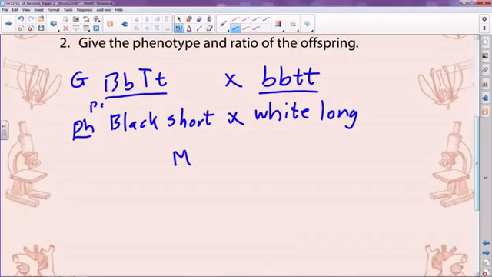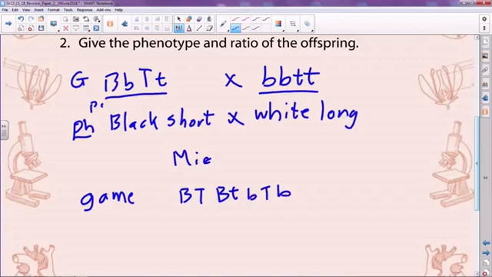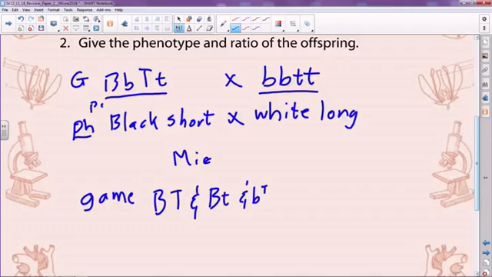What happens is you get meiosis. They're going to form the gametes, and the gametes in this case are big B, big T, and big B, small t, and small b, big T, and small b, small t. Don't forget your and signs. Let me spread that out a bit to make it easier to understand. Big B, big T, and big B, small t, and small b, big T, and small b, small t.